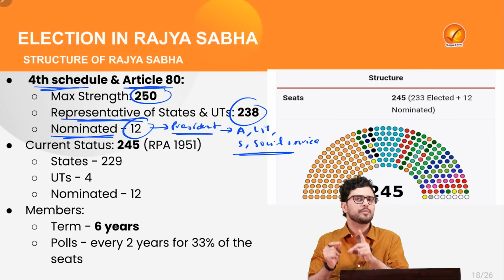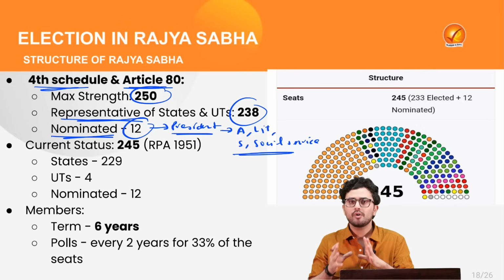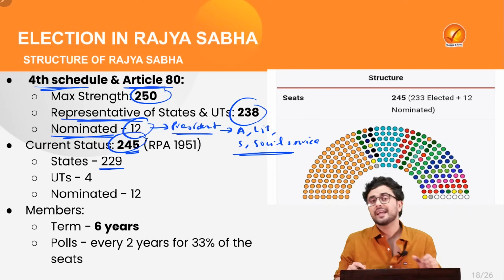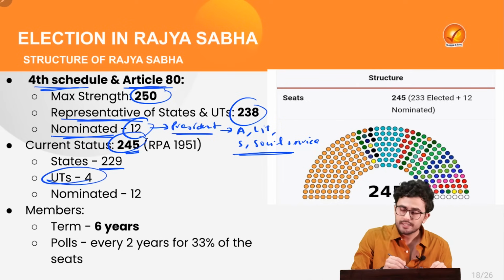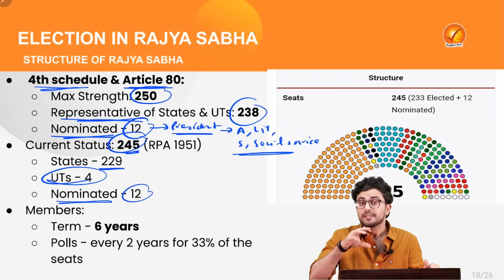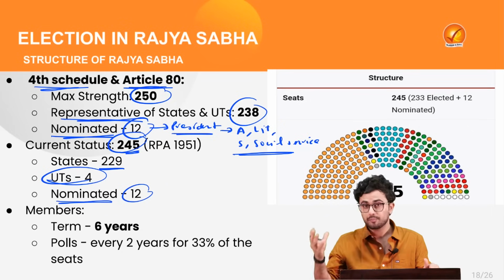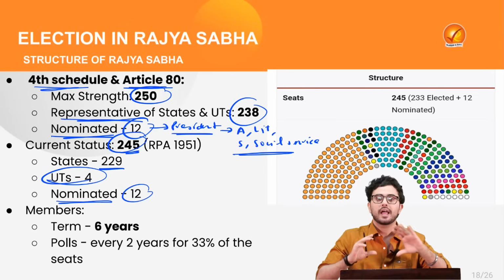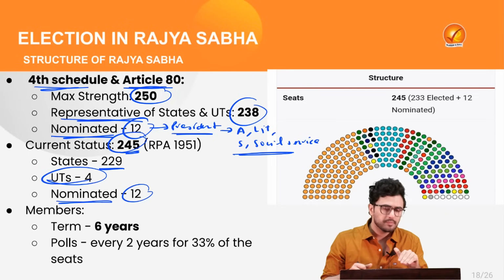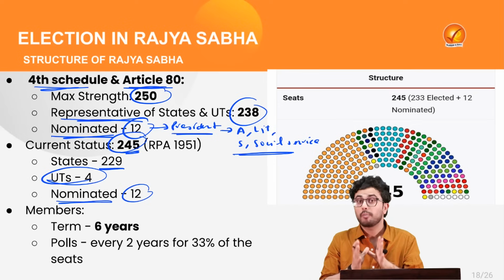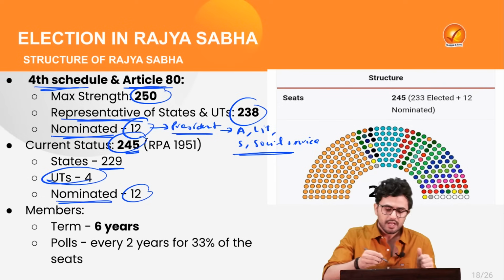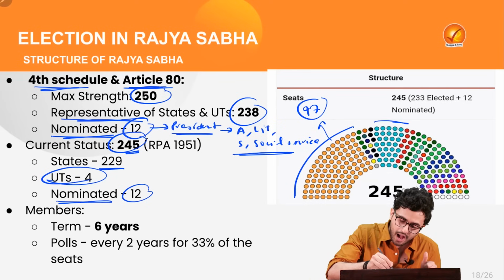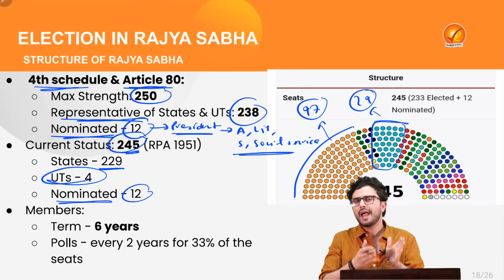However, as per the Representation of People Act 1951, currently the strength of Rajya Sabha stands at 245 members, out of which 229 represent states, 4 represent union territories and 12 are nominated members. These nominated members are nominated by the President, while the elected members are elected by the state legislative assemblies of states and union territories. And these members belong to various political parties. So as you can see in the infographic, currently BJP has around 97 members in Rajya Sabha, while INC has around 29 members and so forth.